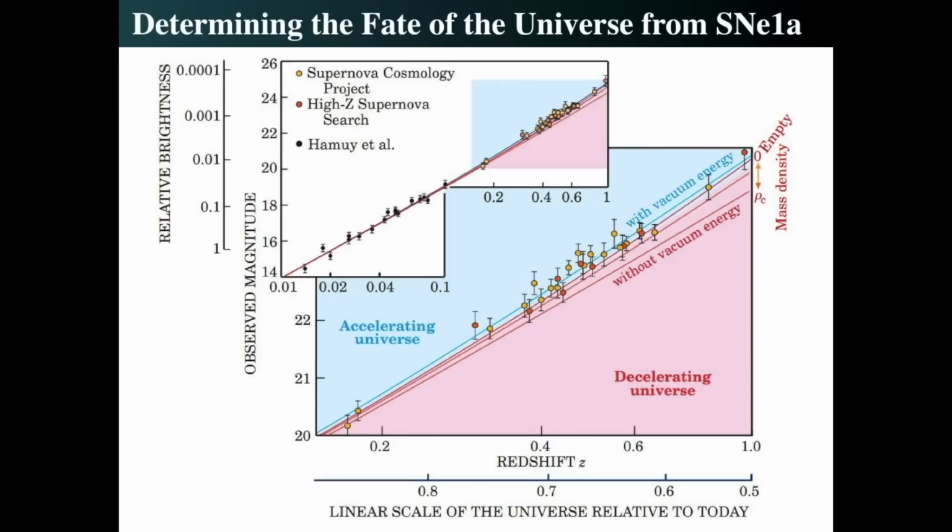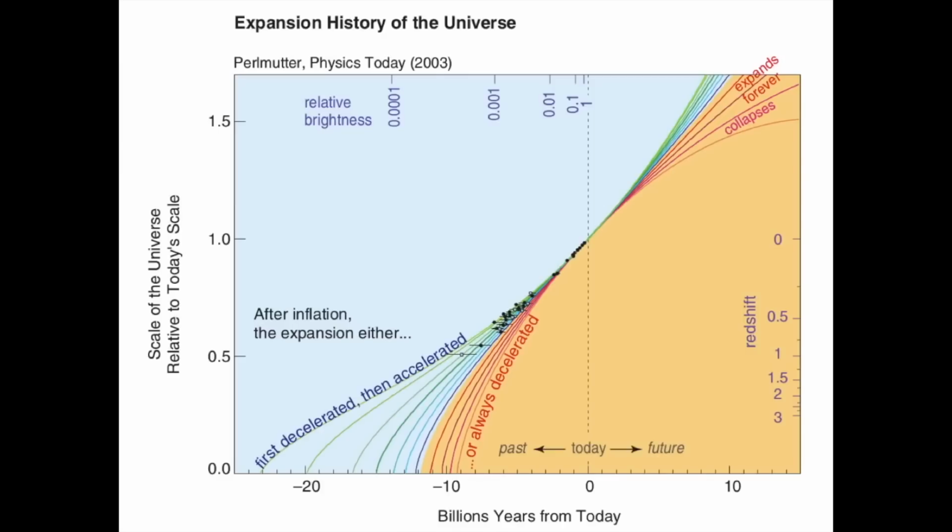And that's what we mean by an accelerating expansion. Notice most of the dots lie right above it. There's vacuum energy, which is the dark energy. Without dark energy is below. And the average of these things, or the best fit to this data, says that the universe is expanding with some dark energy.